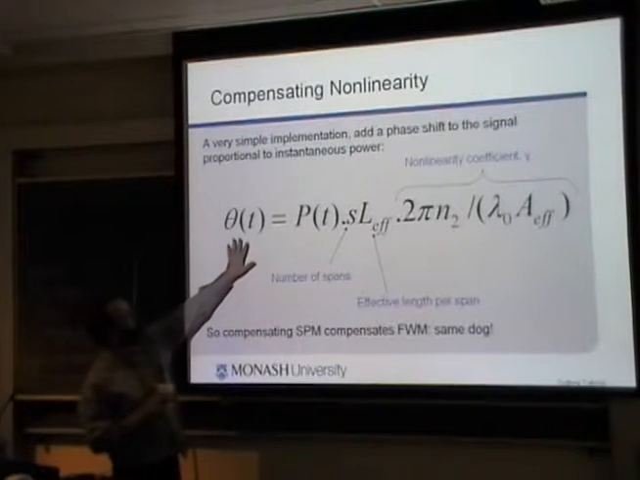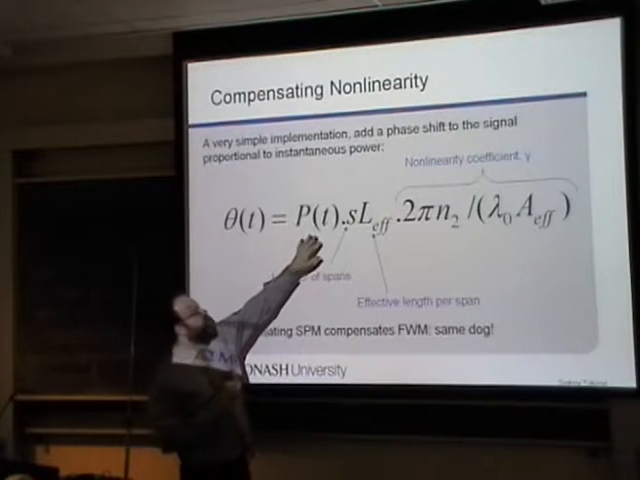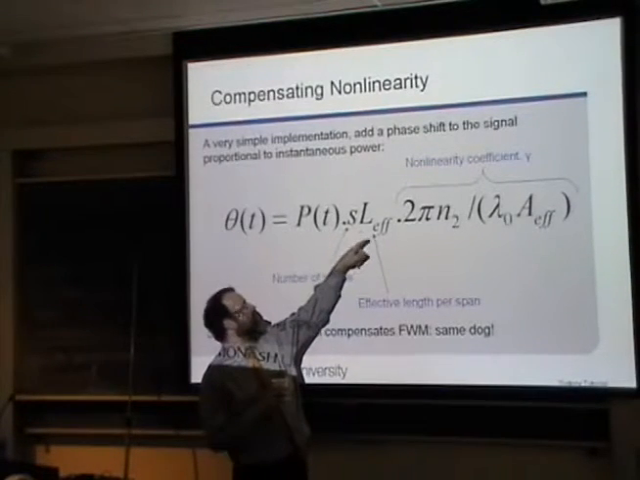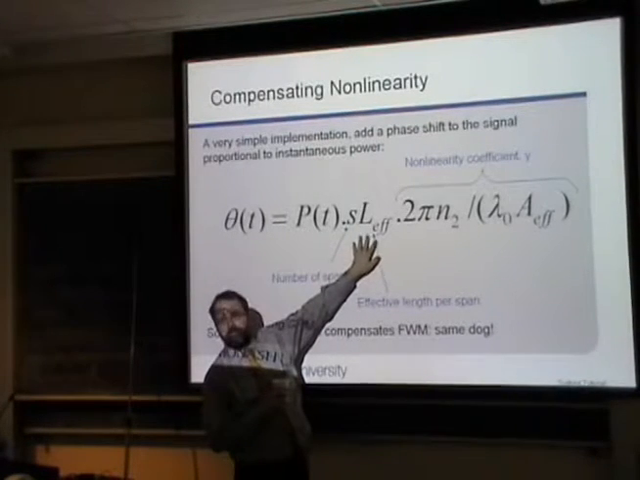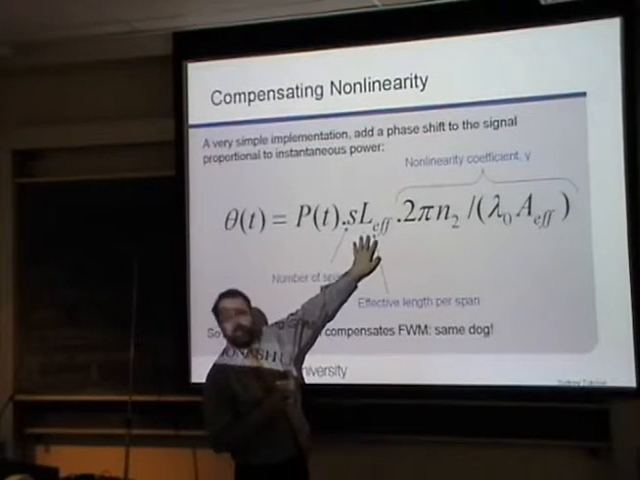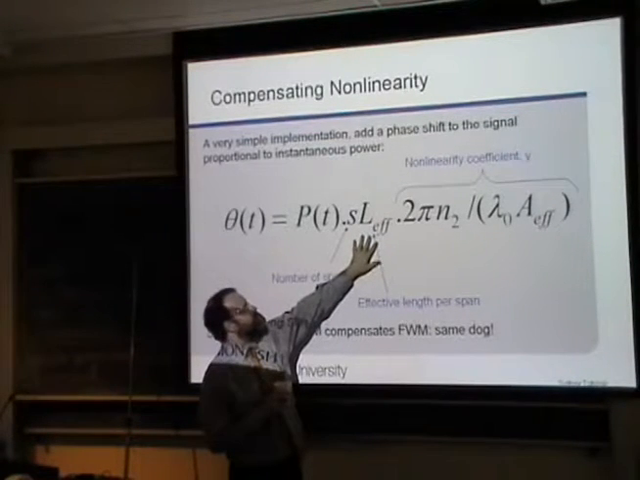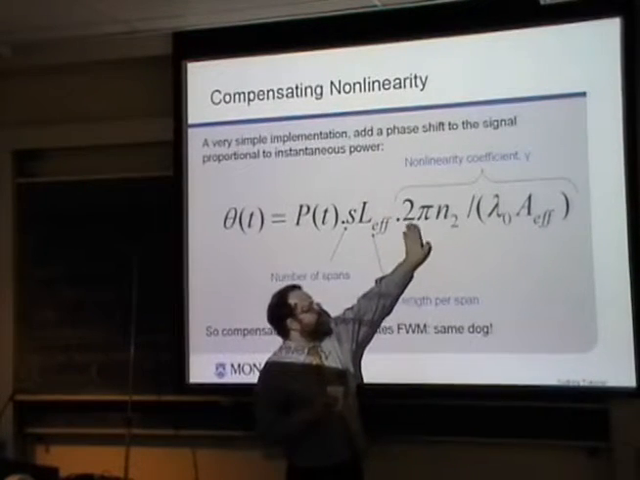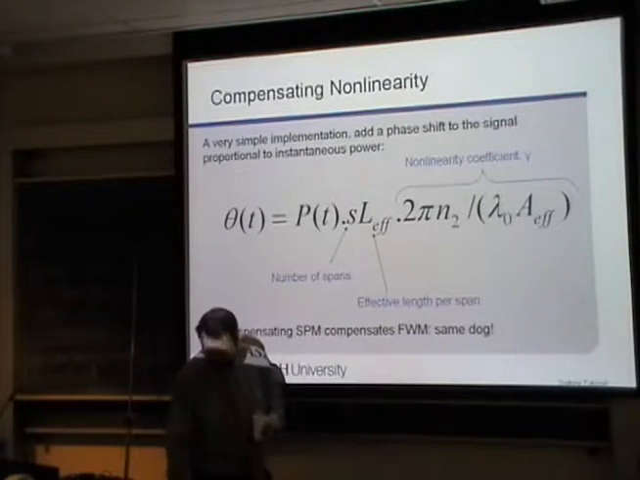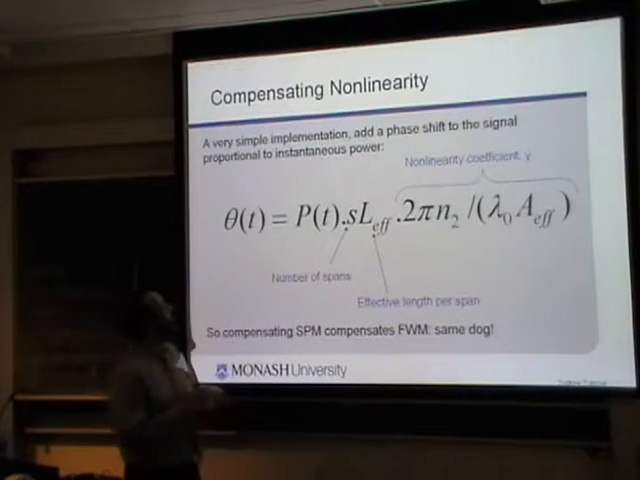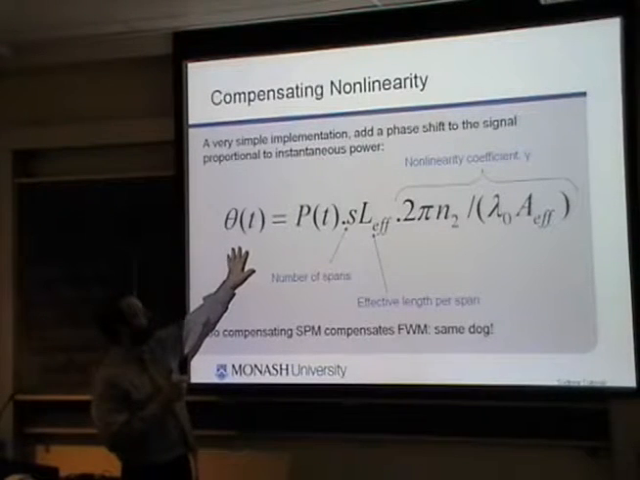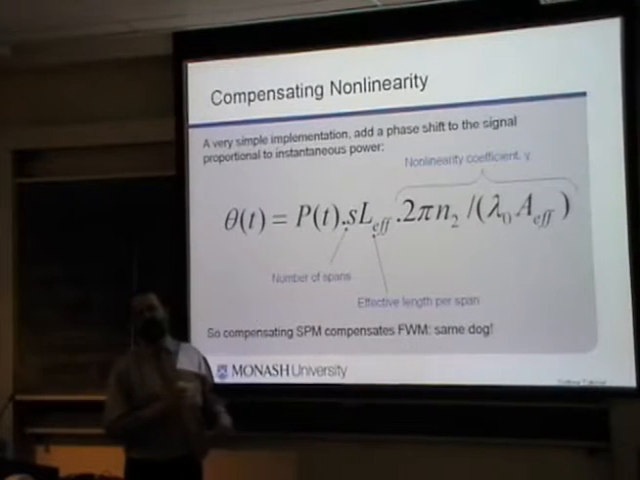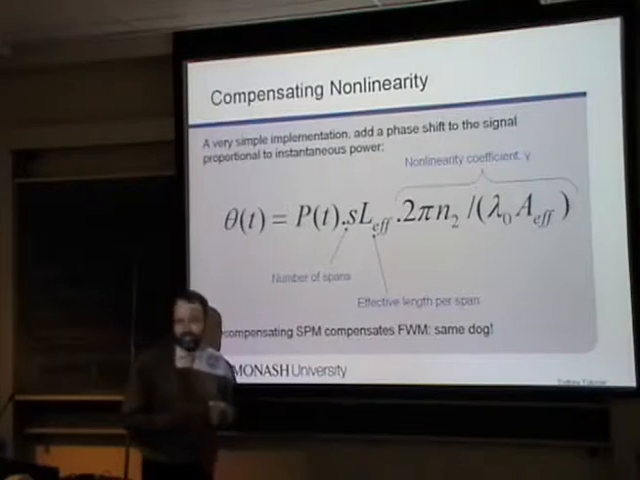Basically, it's saying the phase shift across the length of fiber is proportional to the power, the number of amplified spans I have in my link, the effective length of the fiber, which is less than the actual length of the fiber because of the attenuation, that's around 20 kilometers, 22 kilometers of single mode fiber, and then the nonlinearity coefficient gamma, which depends on various bits and pieces. So if we apply an inverse phase shift at the end of the fiber or at the beginning of the fiber, just do this but with a negative sign, then we can compensate nonlinearity.